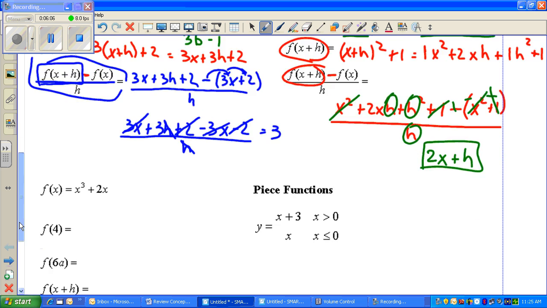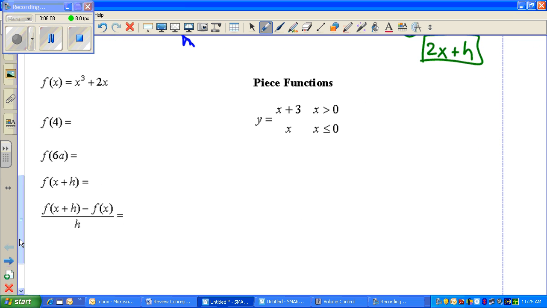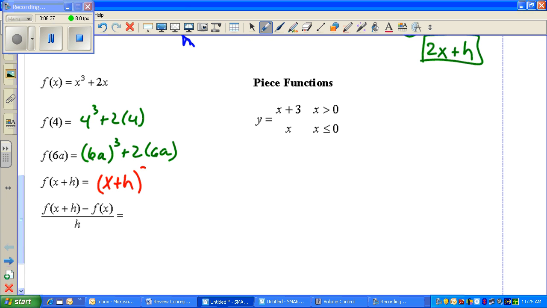Let's try one more with a cubic here. I'm going to get 4 cubed plus 2 times 4. In this case, I'm going to get 6a quantity cubed plus 2 times 6a. Again, distribute and use your exponent properties. Okay, how do I take quickly and easily x plus h, cube it?